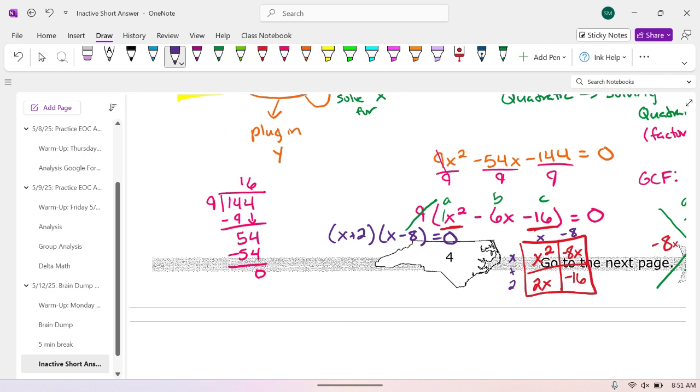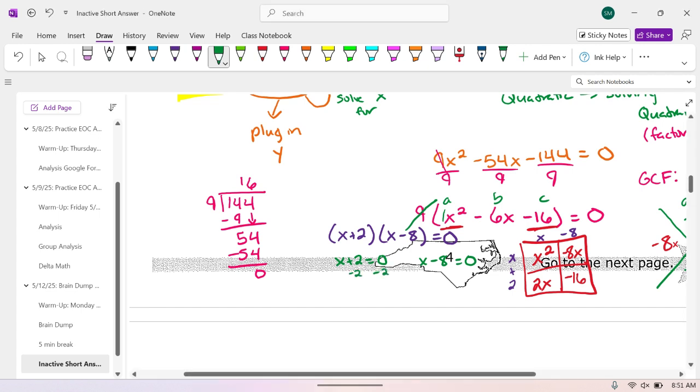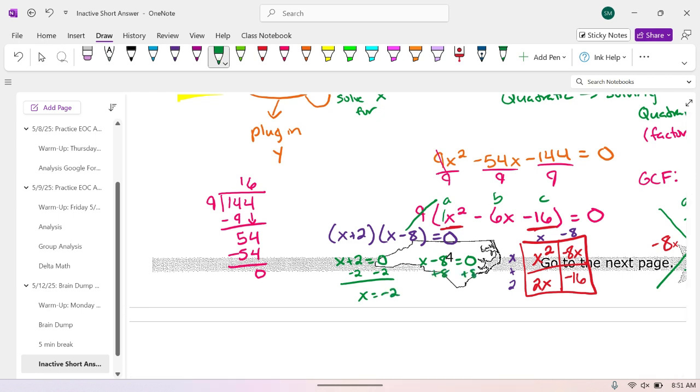What's my last step when I solve by factoring? I take both of them and make two what? So remember, we take both factors, make two mini equations, and then solve for x. So subtract 2, x is equal to negative 2. Add 8, x is equal to 8.